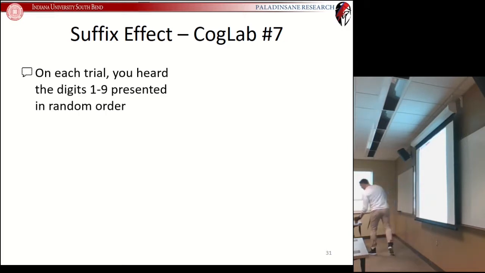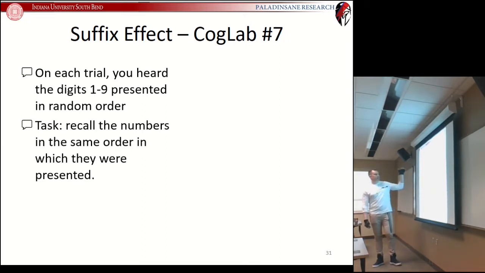So here we go. On the suffix effect, in each trial, you heard the digits 1 through 9 presented in a random order. I kind of laughed because the first time I tried this, I forgot to turn the volume on my computer, and I was just sitting there for a while going, I don't understand what's happening. So in each trial, you heard the digits 1 through 9 presented in random order, and your task was just to recall the numbers in the same order that they were presented in.